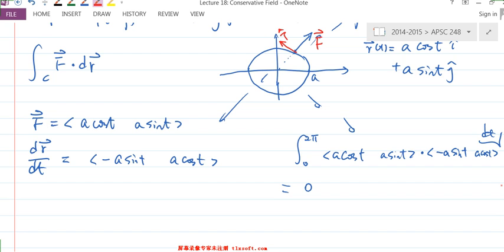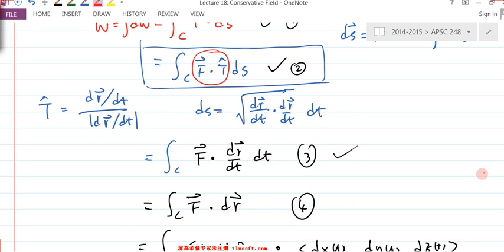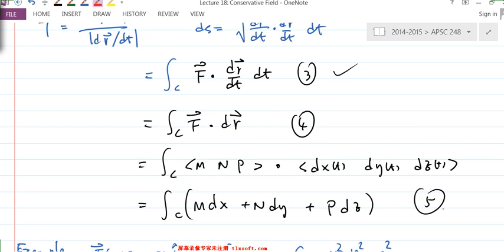So that tells us a phenomenon. All of these, 1, 2, 3, 4, 5, remember what I call it? In fluid mechanics, I call it circulation. Circulation along curve C. So this is the circulation of F.